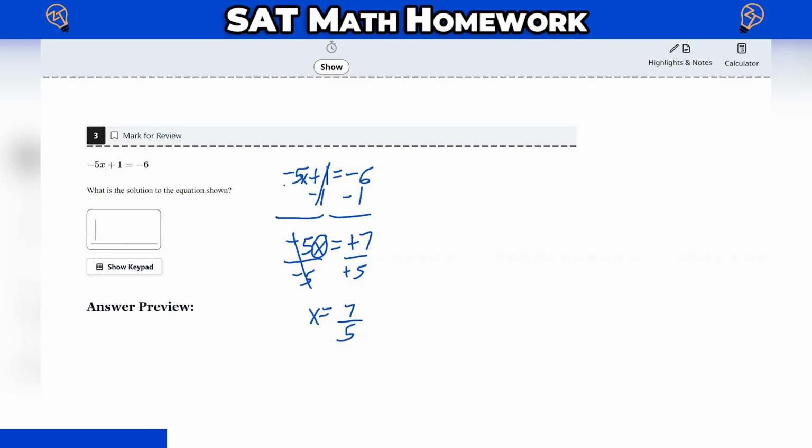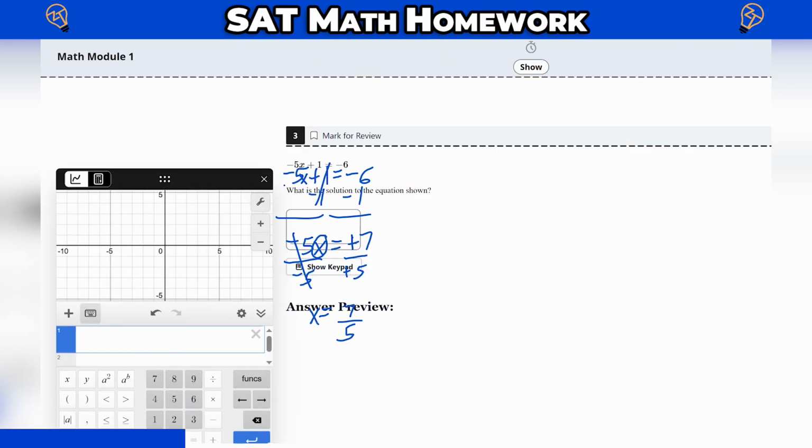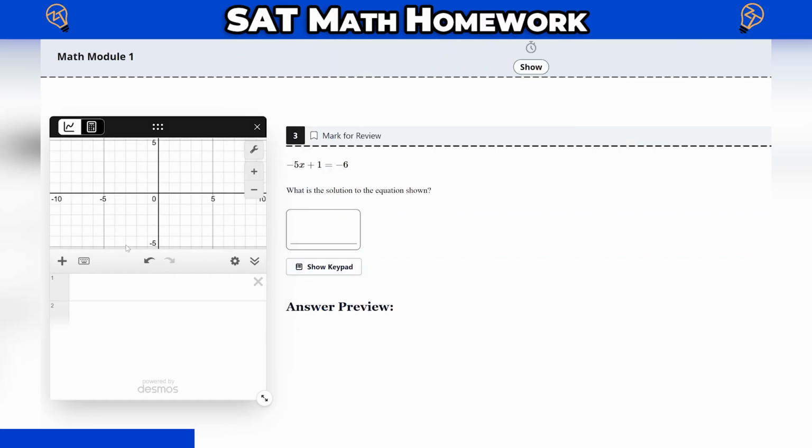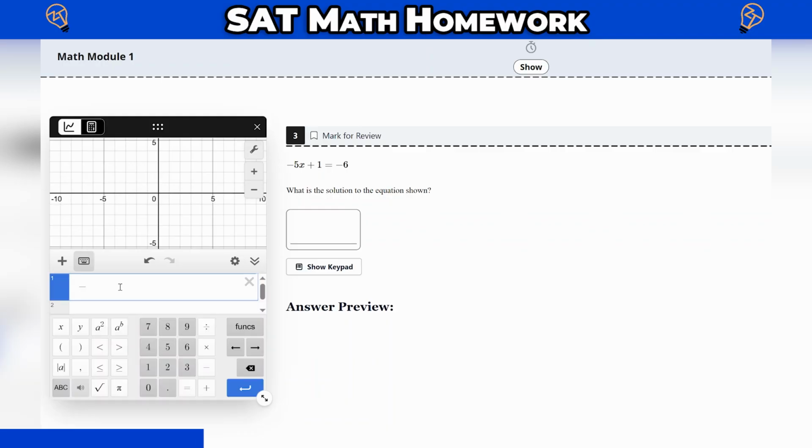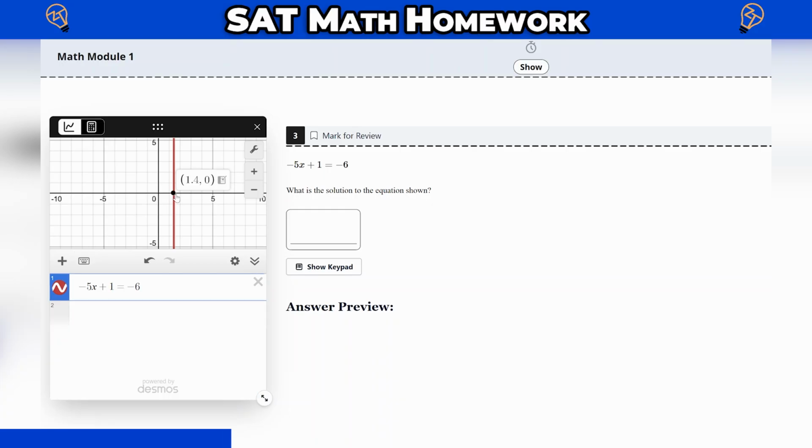However, I do want to show you a couple neat strategies with Desmos. So let me clear all this out here. If I just type in the equation the exact way that I see it, so -5x + 1 equals -6, here you get the solution. The reason it shows as a vertical line is because our solution is x equals 1.4, because you see that the x coordinate is 1.4. Whenever it's x equals, that is a vertical line. If it were y equals, it would be a horizontal line. I'll show you that in a moment.